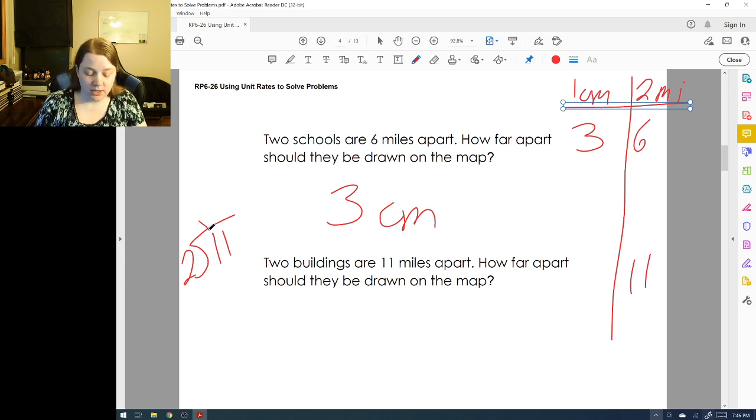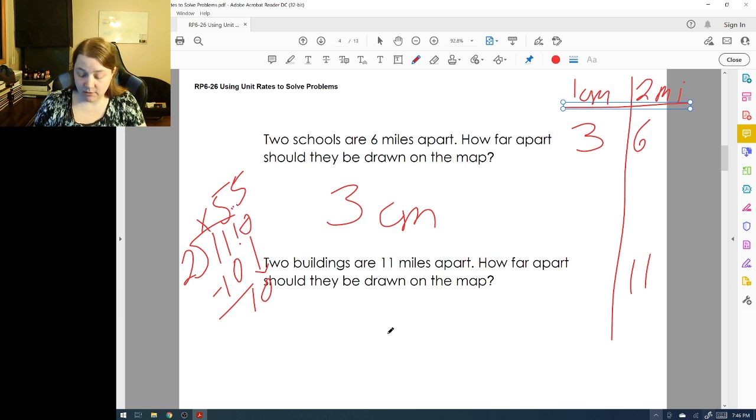2 goes into 1, it doesn't. 2 goes into 11 5 times. That gets me 10. 1 left over. Use the decimal to put a 0 down there. That would end up being 5.5. So for this, we would know that I would multiply 5.5. And since I'm multiplying 2 times 5.5 to get 11, 1 times 5.5 is 5.5.